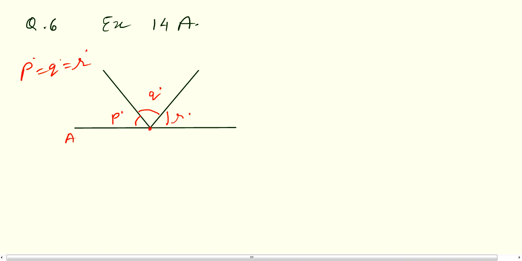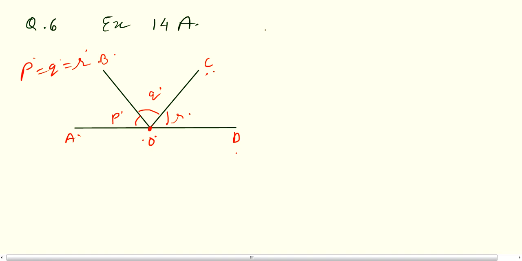Name this one as A, B, C, D, and this is O. Again AOD is a straight line, and the straight angle is here, and that straight angle equals 180 degree. Again you are having three angles, AOB, BOC, COD.